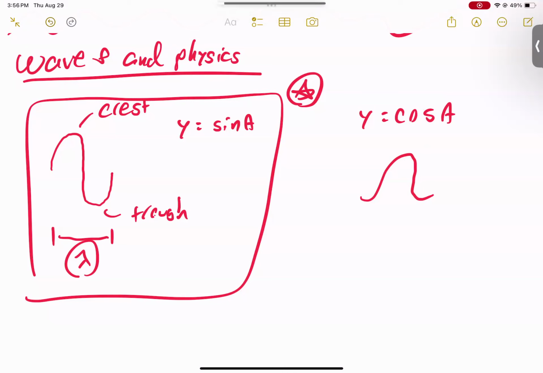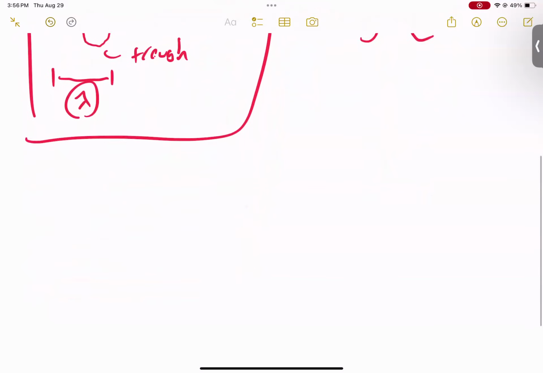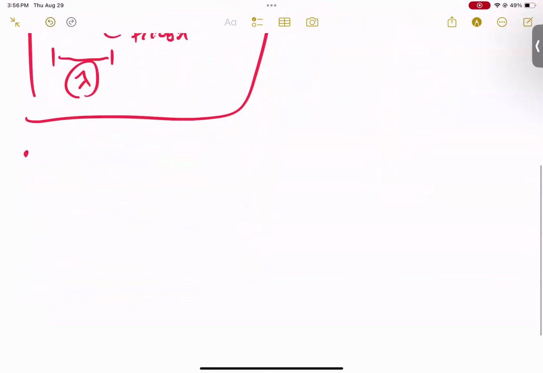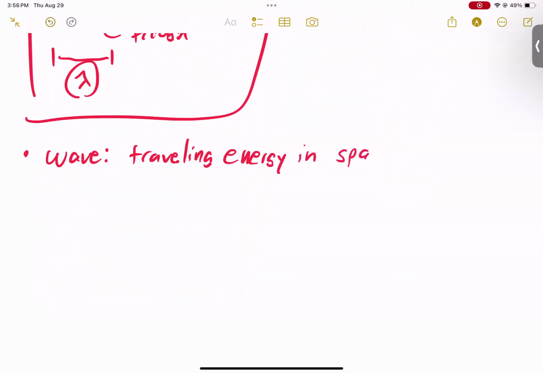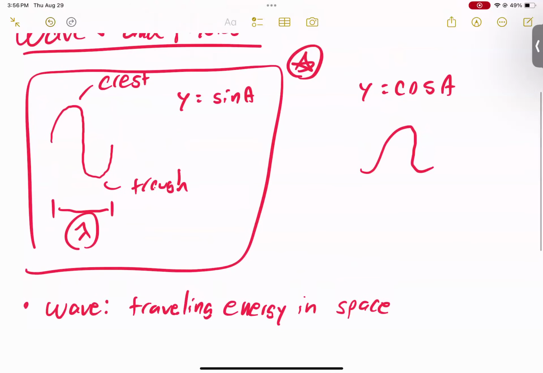Sorry about the echo. And yeah, so this would be one wavelength. And essentially what a wave is in physics, or for our specific purposes, is that a wave is traveling energy in space. All right, so that's some of the basics of waves, just the basic anatomy of a singular wave.